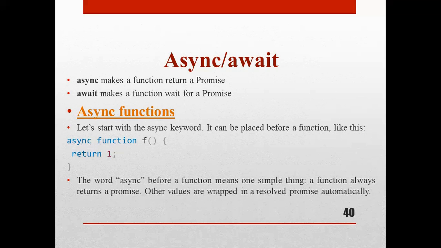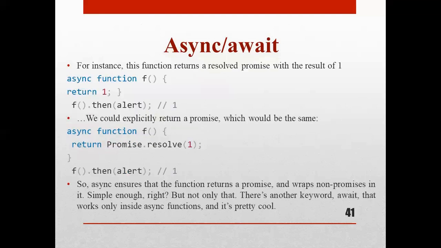This is the way we can write an async function, the async keyword is placed before the function name. For example, a function that returns a resolved promise with the result of 1. Here we are going to write one function that will return 1. Async function f, the body of that function is return 1, then close the body, then call that function f dot then alert. So this function will return 1.